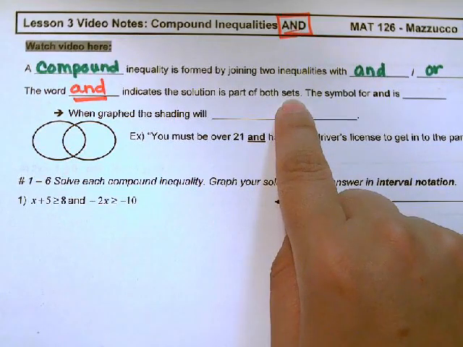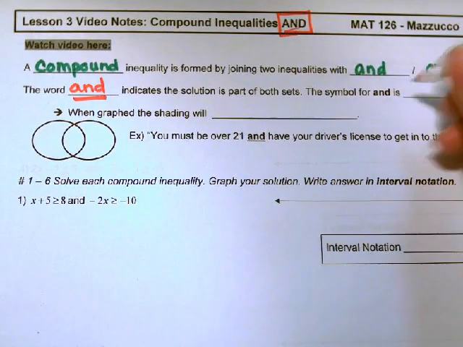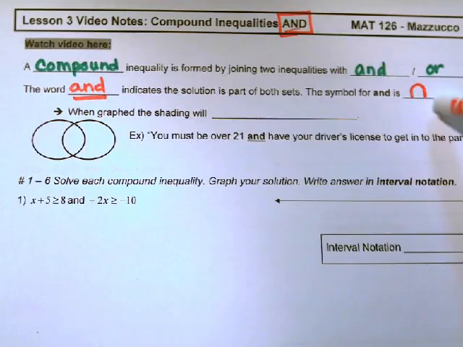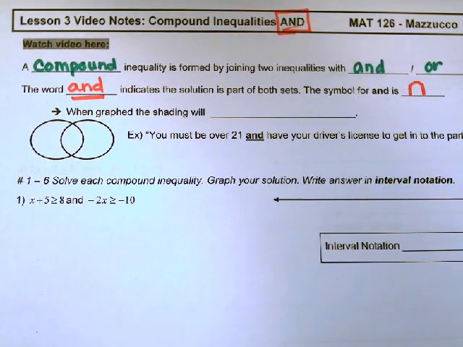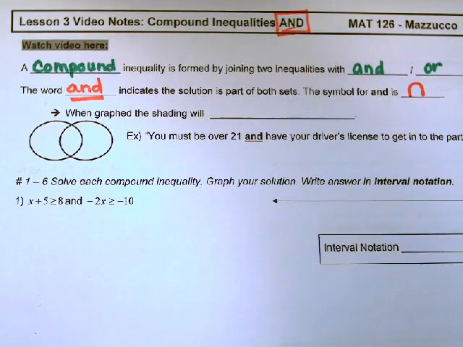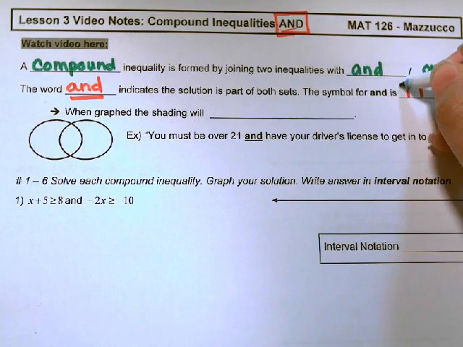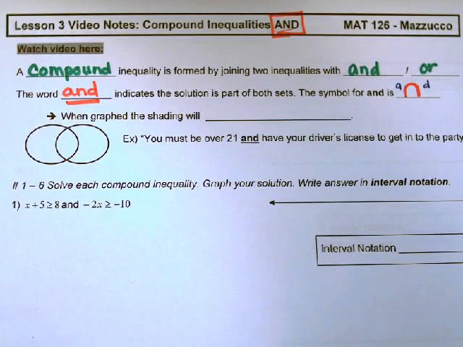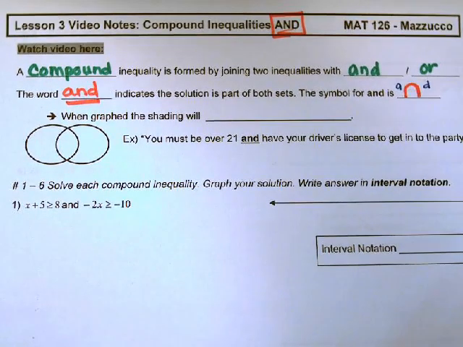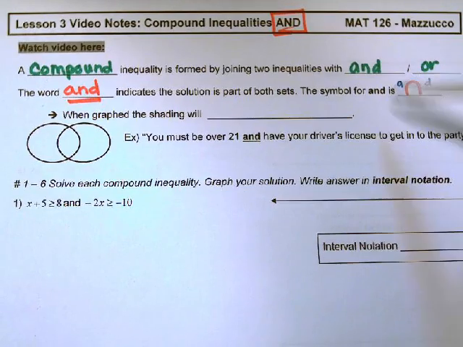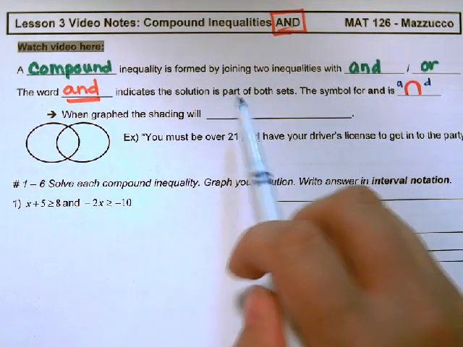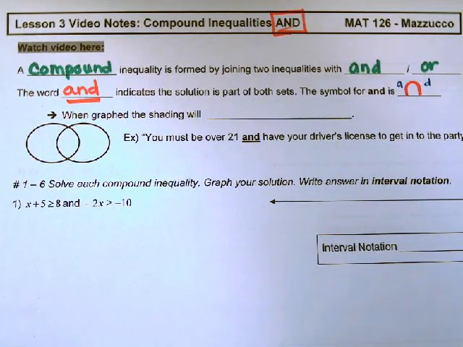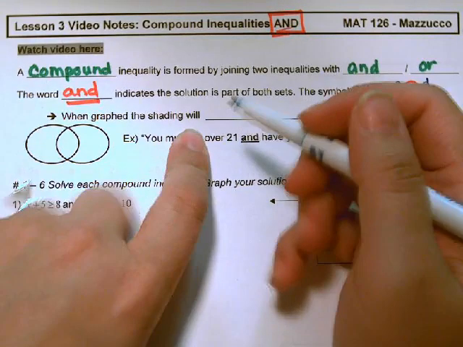So the symbol to show that looks like this. It kind of looks like an upside down horseshoe. So we'll talk about how to use that later in this video. I remember that symbol because to write the word and kind of looks like an N. So that's how I remember when the U or the horseshoe looking thing is going down like this, that represents the solutions of both sets. So when we graph, the shading will intersect.